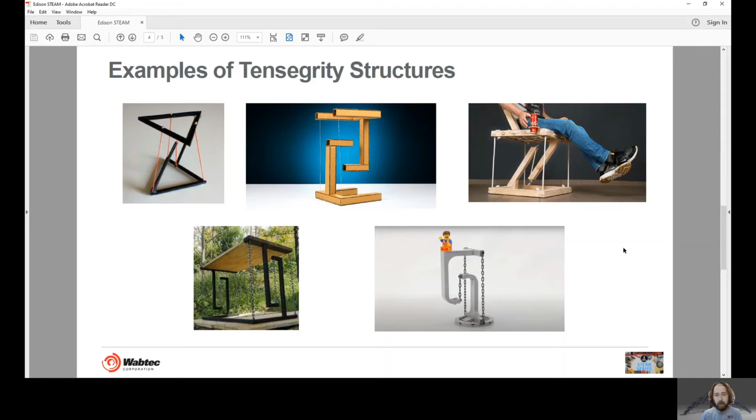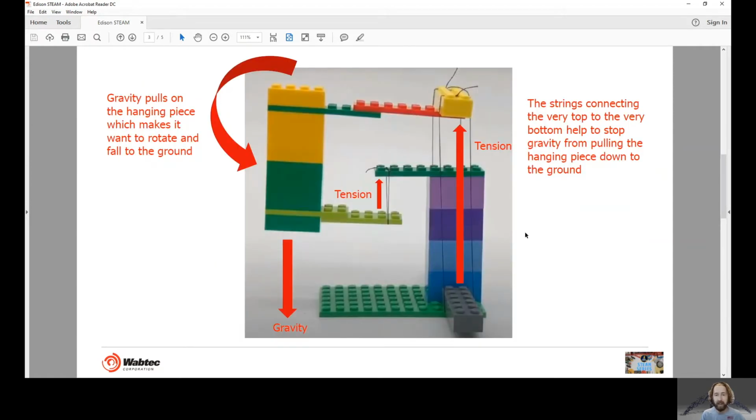So what we're going to do here, with the help of Mr. Adam and Mr. John, we're actually going to build one of these Lego Tensegrity structures. And it's going to be a lot of fun. So let's go check it out. We're going to get all our Legos ready, and we're about to have some fun. Talk to you guys in a minute.